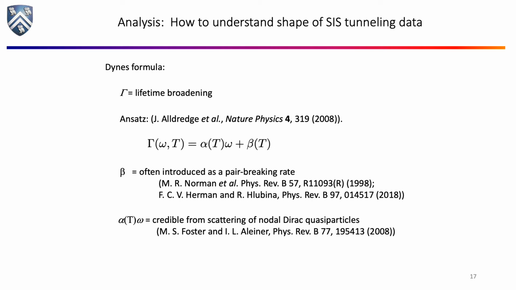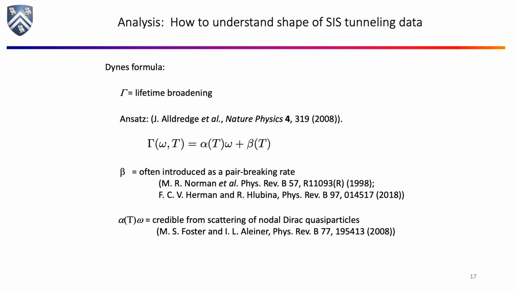The attempt we use is an ansatz that was, for example, already employed by Seamus Davis's group to look at tunneling data in BISCO, where this lifetime broadening parameter has 2 pieces to it. It's got an energy-independent piece, beta, which is sort of what Dynes originally used, and this is often introduced as a pair breaking rate, as done in ARPES, for example. And this second term, the first term written here that has the omega dependence, the energy dependence, is structurally credible from scattering of nodal Dirac quasiparticles off quenched disorder. But again, this is an ansatz that we try to use. So what happens? What does this do? Like I said, it suppresses coherence peaks. It fills in the gap.